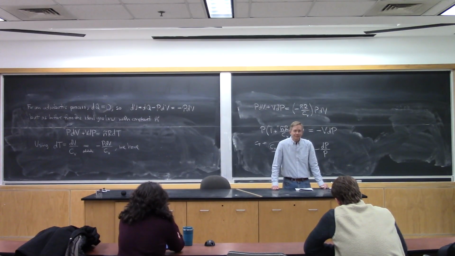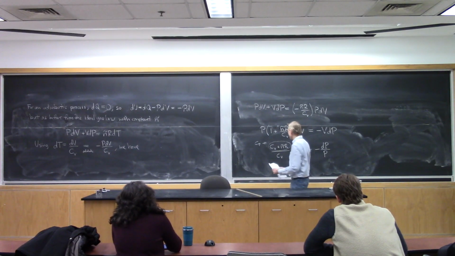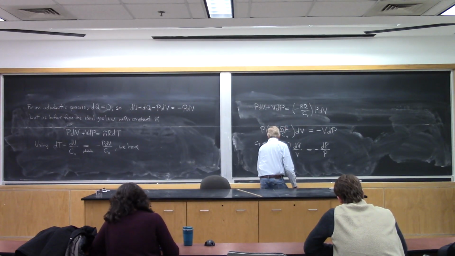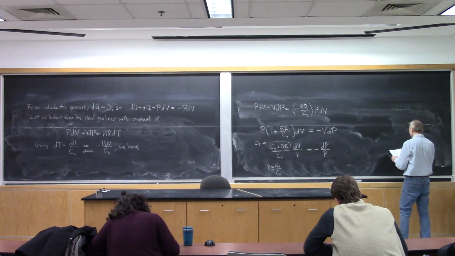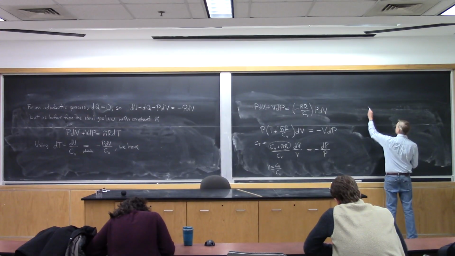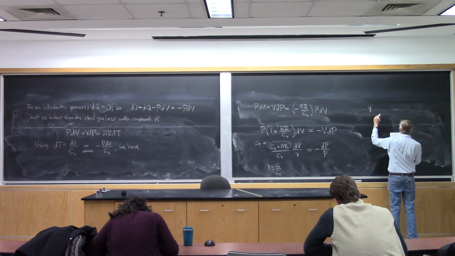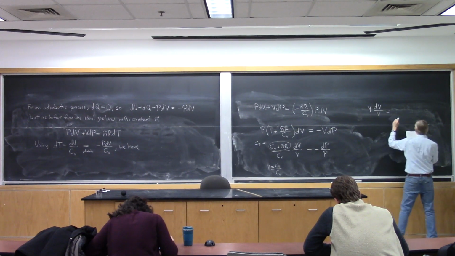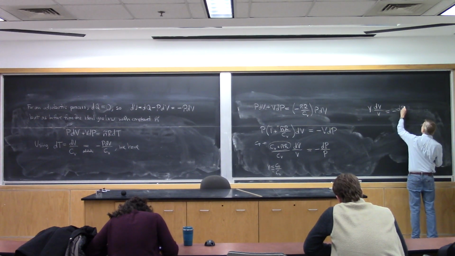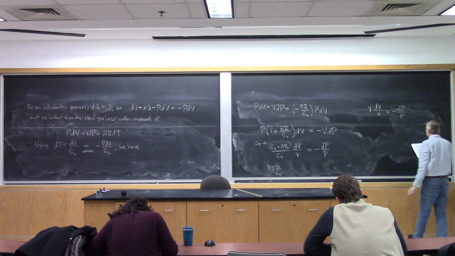It's not a symbol from relativity, but gamma was what we called it. Gamma we defined to be CP over CV. So let's use that. Now we say, aha, gamma times dV over V is equal to minus dP over P.